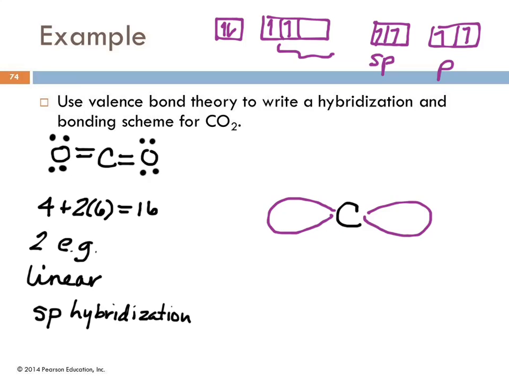So I've got 2 sp orbitals. I drew those in purple. I'm going to draw the p orbitals in red. So they're going to be perpendicular. So there's 1 up and down, and there's 1 coming out here, and there's 1 going back there. You just have to use your imagination a little bit.